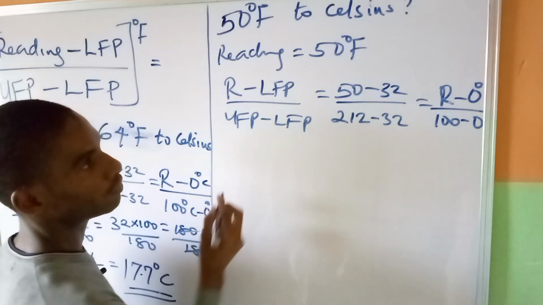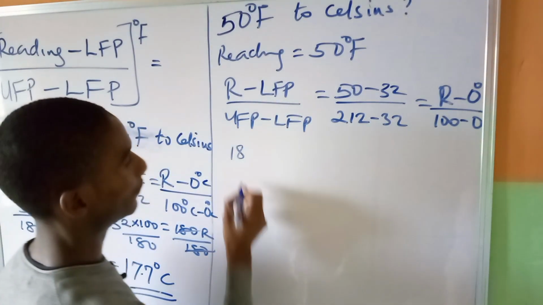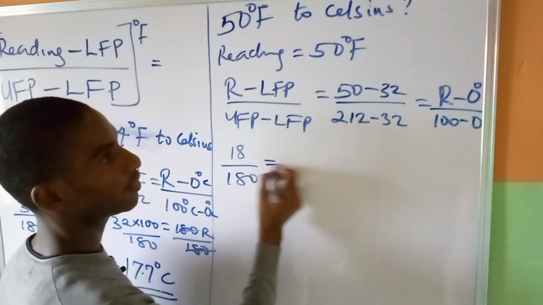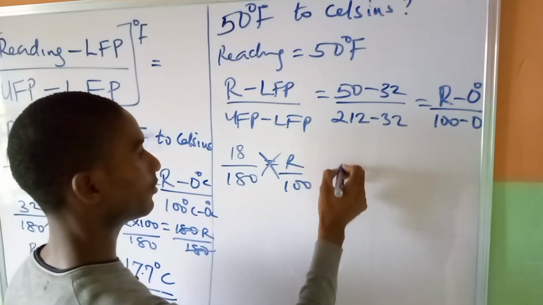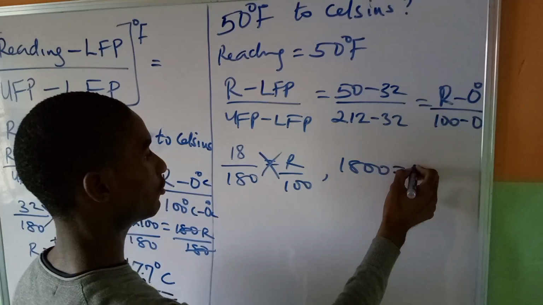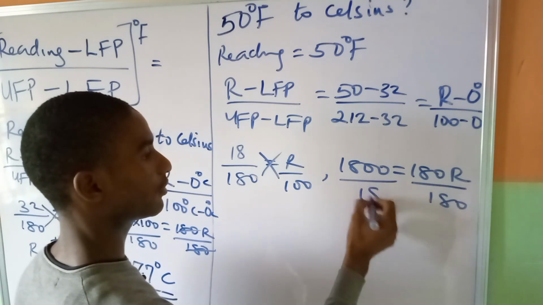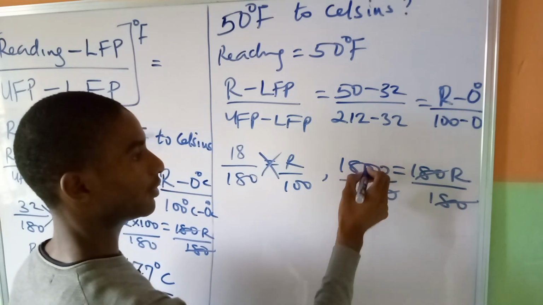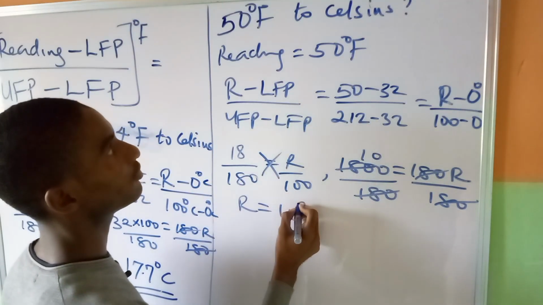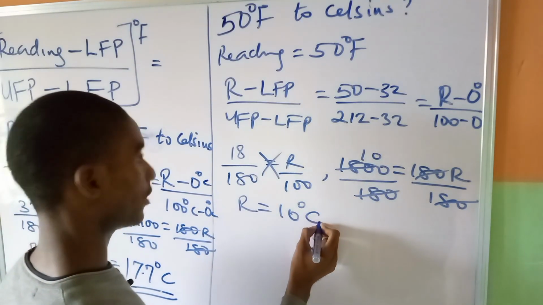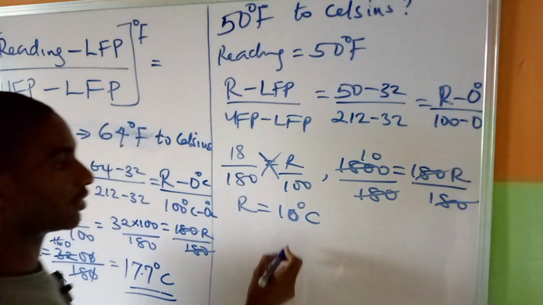50 minus 32 is going to give us 18, divided by 180 equals R over 100. So I'll cross multiply. I'm going to have 1800 equals 180R. Divide both sides by 180 and then I have 10. So my reading is going to be 10 degrees Celsius. So converting from Fahrenheit to Celsius, this is 10 degrees Celsius.